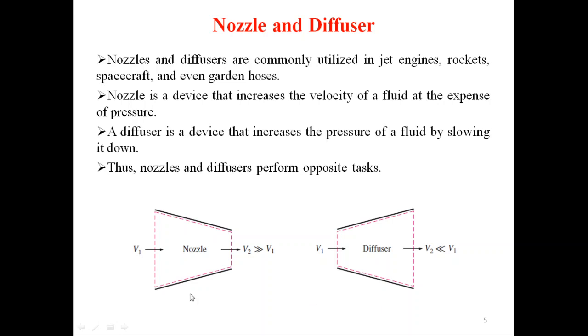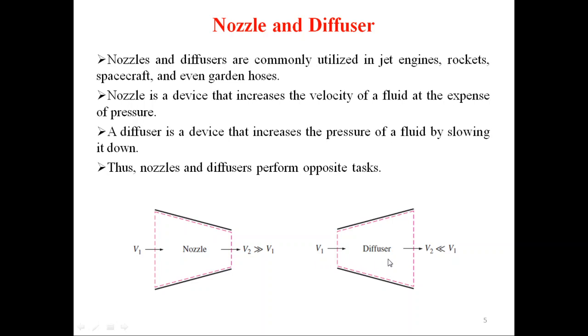As you can see, the first diagram is about nozzle. So, V1 is the velocity entering and V2 is the velocity leaving. So this V2 will be very large as compared to V1. This is the purpose of nozzle, to increase the velocity.